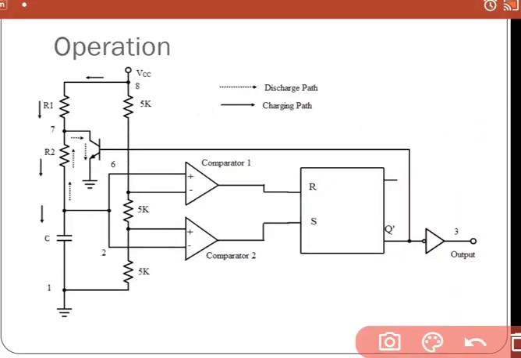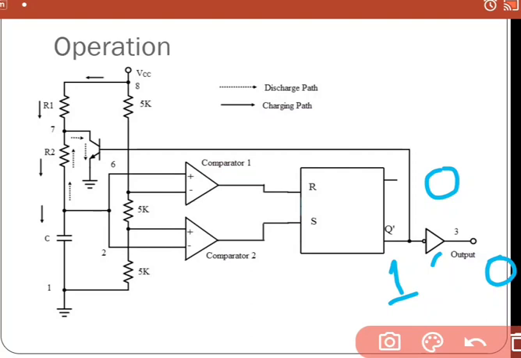Initially, when the power is just switched on, the flip-flop is at a reset condition, and hence the output of this flip-flop is at reset. That means the Q will be 0 and Q bar will be 1. Q bar being 1 means it is an inverted output. Here is a NOT gate, so this output will be 0.